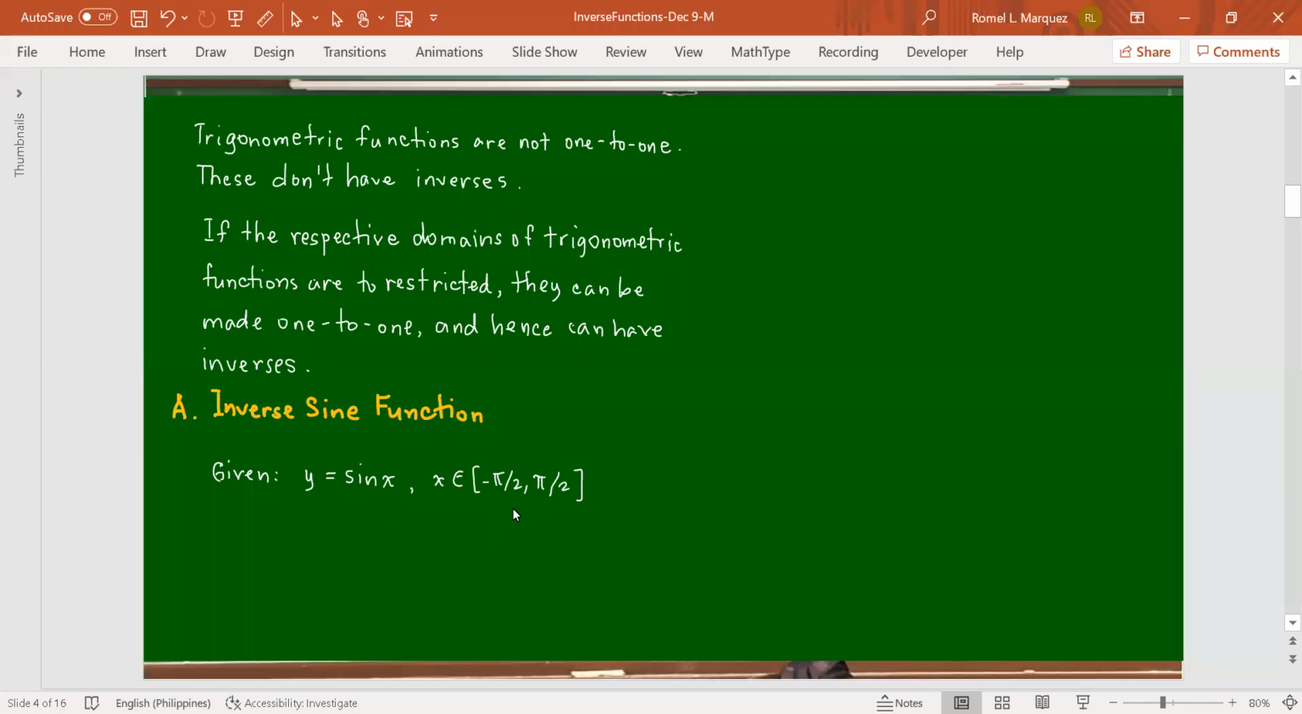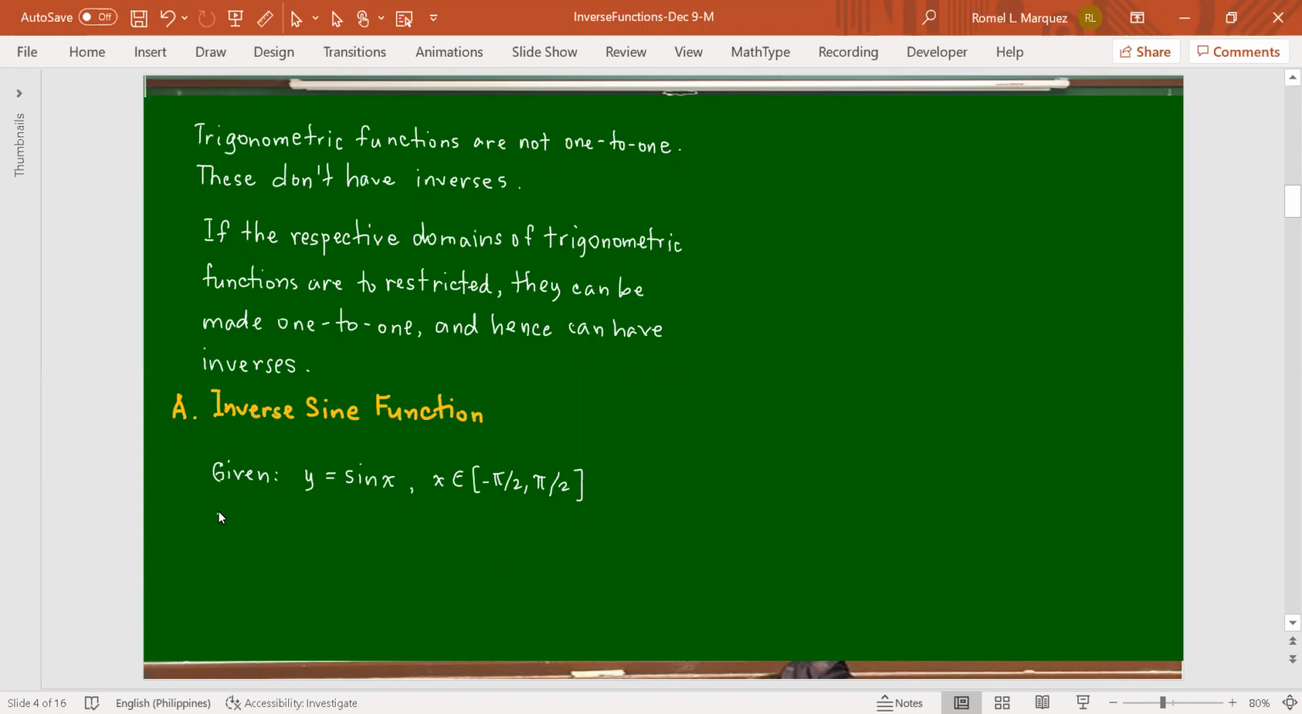But most of the mathematicians, actually in all books, agreed on this interval to come up with a one-to-one function. But as I said, you can have any other interval as long as it satisfies the definition of one-to-one. But it is guaranteed that if you restrict your x to this interval, y equals sine x is one-to-one.